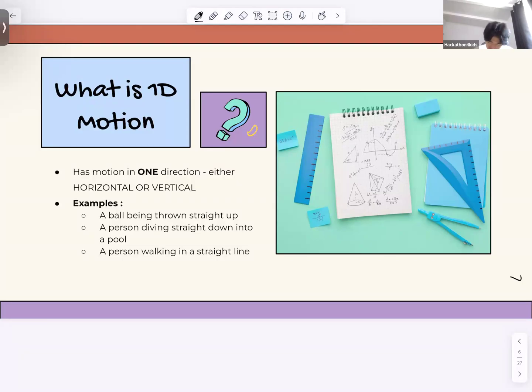What is 1D motion? It's just motion in one direction, either horizontally or vertically. Some examples are a ball being thrown straight up, a person diving straight down into a pool, and a person walking in a straight line. So you can only be horizontal or vertical. If you're going both at the same time, that's called 2D motion, and you're going to go over that with Andrew tomorrow. But today we'll only be doing 1D. So only one at a time for today. All right.